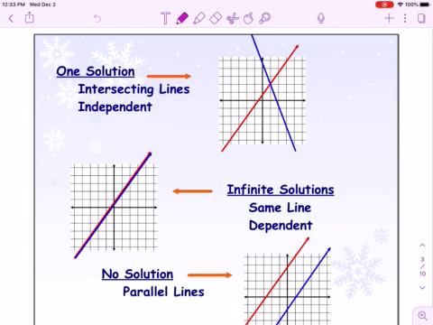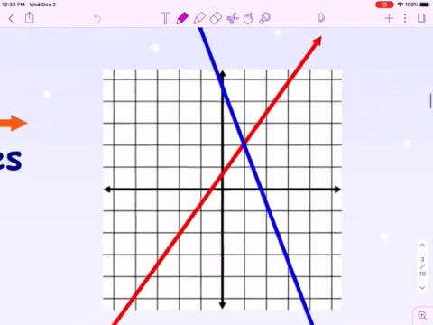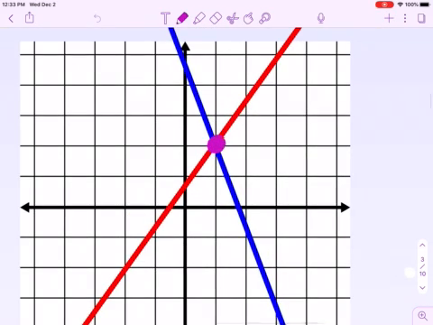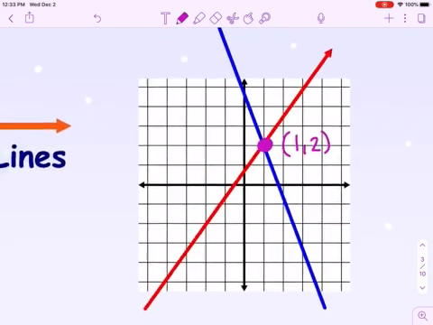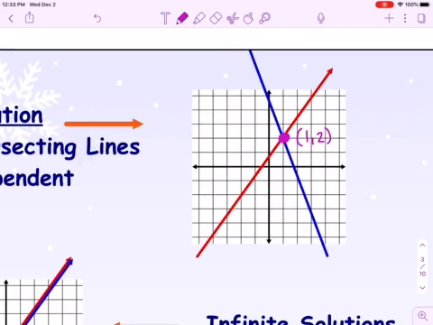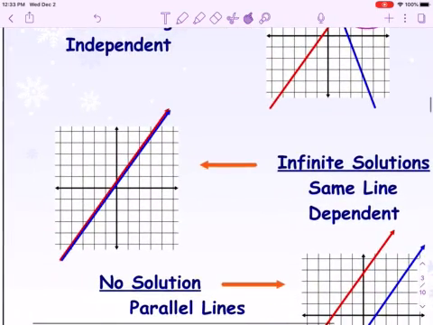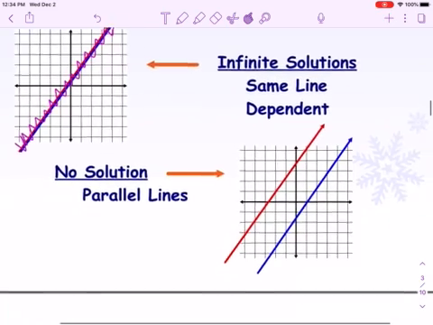So this is what it looks like graphically. 1 solution has intersecting lines, independent, they do what they want. The solution to this system would be where those 2 lines intersect, which is at the ordered pair 1, 2. So the answer would be 1 solution, the ordered pair 1, 2, because that's the point where they intersect. Infinite solutions means that they're the same line. These lines would be on top of one another, so they intersect in every single spot. You can't list all the intersections because they intersect everywhere, so you just say infinite solutions, same line.